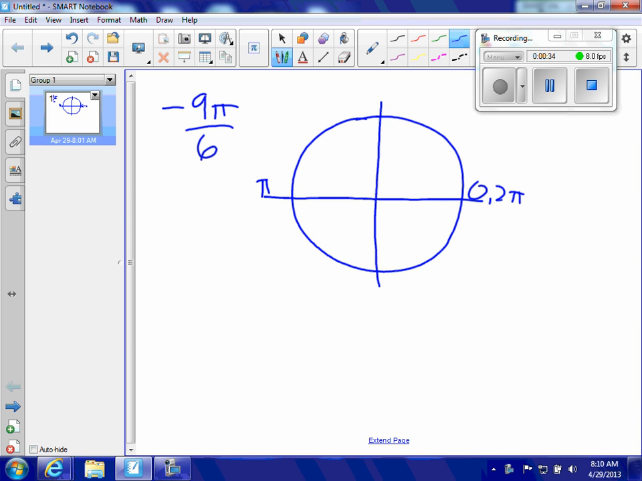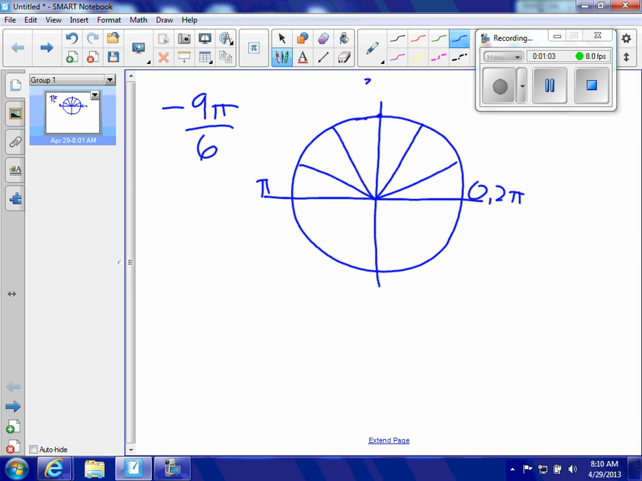And then, since it's pi over 6, I'm going to divide each hemisphere, each semicircle, into 6 pieces. Because I know from here to there is 1 pi, and if it's going to be pi over 6, I have to divide 1 pi into 6 pieces. So I'm going to get pi over 6, 2 pi over 6, 3 pi over 6, 4 pi over 6, 5 pi over 6.